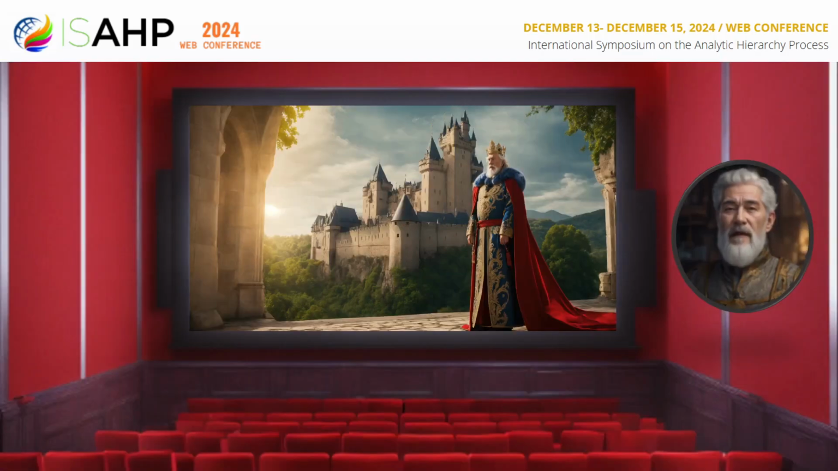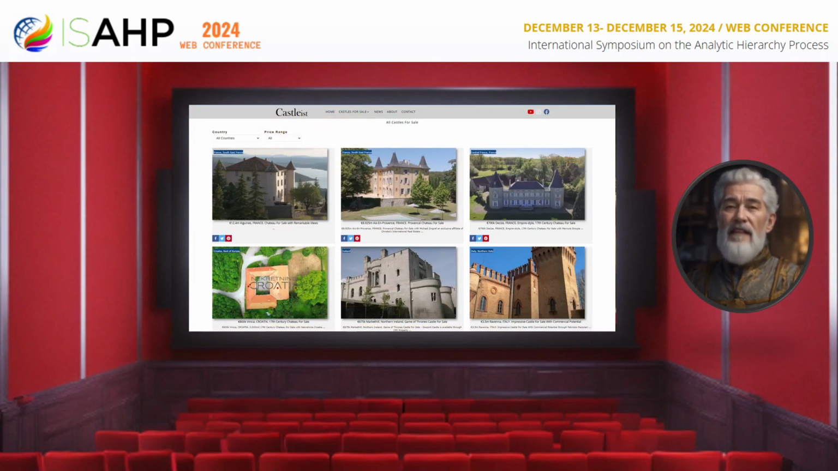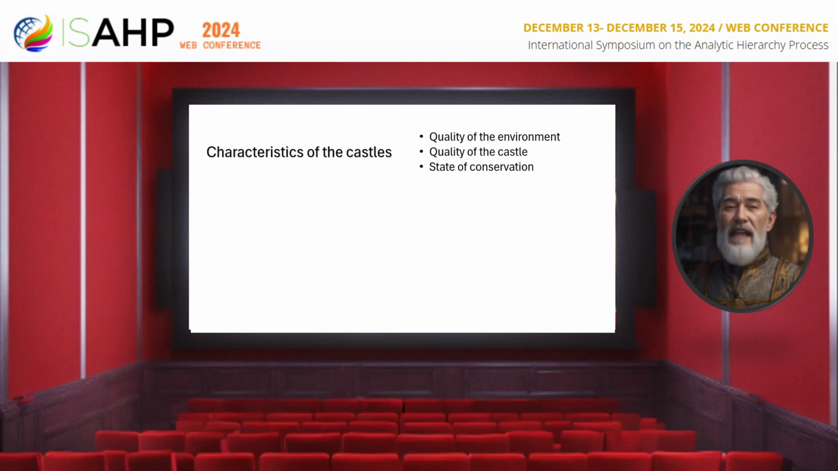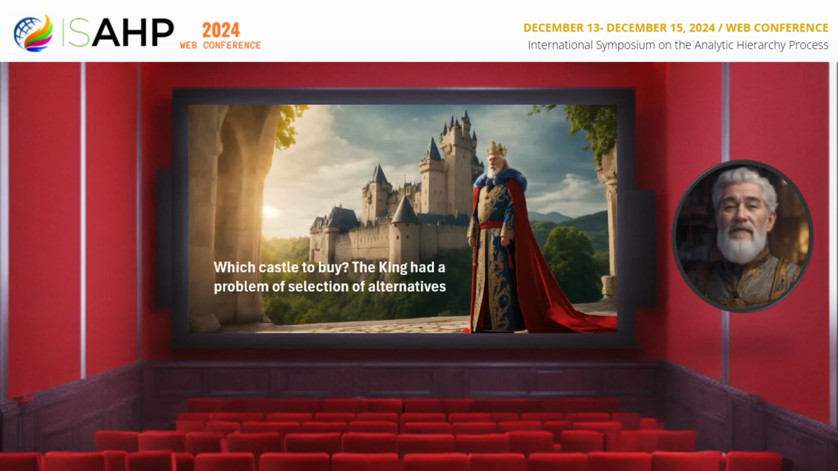One day, a European king decided to gift his crown prince a new castle, complete with every luxury and comfort. Using web scraping on royal real estate portals, he compiled a small database, a sample of 5 properties based on 3 characteristics: quality of the environment, quality of the castle, and state of conservation. The other characteristics of the reference properties were quite similar. He was also firm in reviewing the offered prices. Now, which castle to buy? It was a decision that had to be made quickly, as there was a high demand for medieval castles on the market, and the selected properties could sell rapidly.